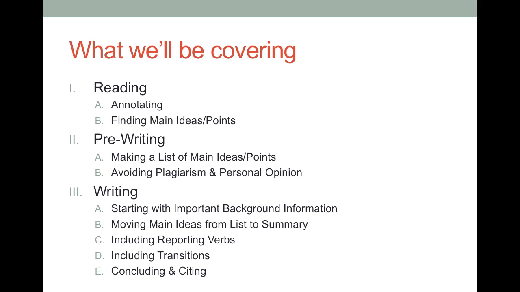First, we'll talk about how to annotate or take notes and identify main ideas as we read. Then we'll talk about how to make a list of those main ideas we identified while avoiding plagiarism and personal opinion. Lastly, we'll talk about writing your summary, starting with important background information and how to include main ideas from your list into your summary. And we'll show you how to include reporting verbs and transitions to your summary, as well as how to conclude and cite your summary.